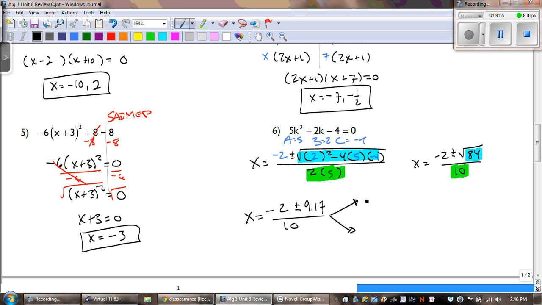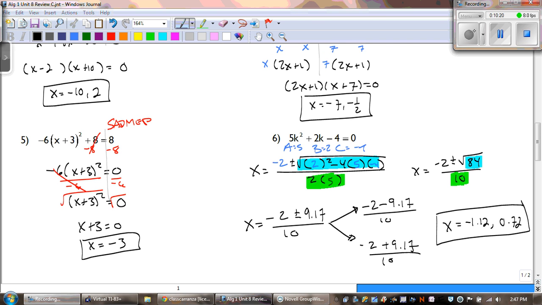And then we put it into our two equations, the negative 2 minus 9.17 divided by 10 and negative 2 plus 9.17 divided by 10. Okay? And that's where we'll get our two answers. Go ahead and pause the video and fill that out. Okay, and those should be your two answers. X equals negative 1.12 and 0.72. You did have to round to get those.